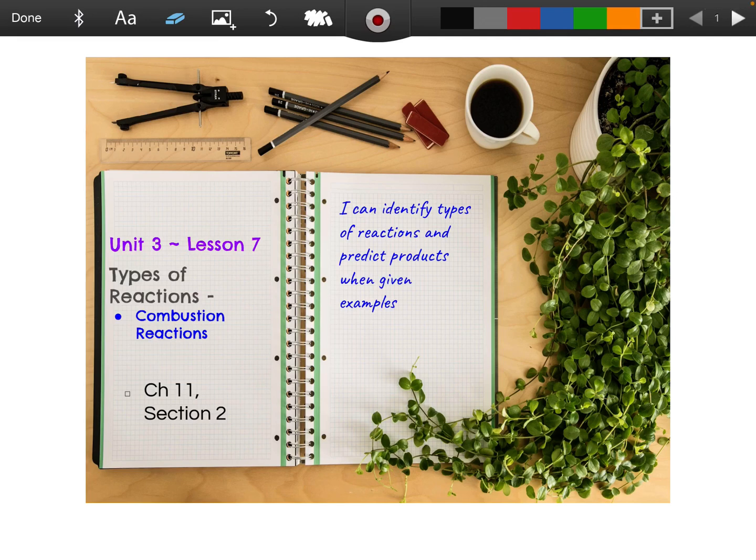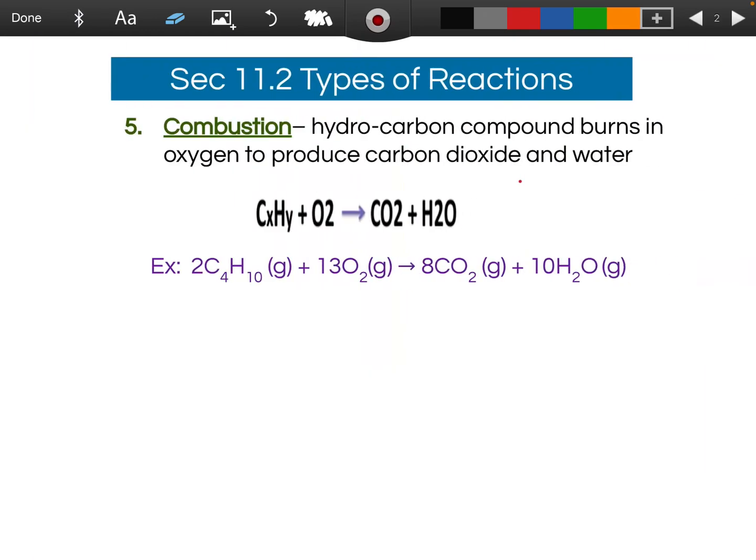The notes for Unit 3, Lesson 7 will cover combustion reactions. Combustion reactions are the fifth and final type of reaction that we'll cover in this unit. When you hear combustion, you think of an explosion. Combustion is when you have a hydrocarbon, which is anything that has carbon and hydrogen in it, and it's burning in oxygen.